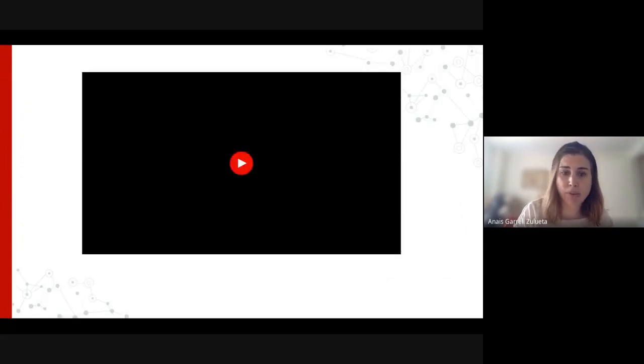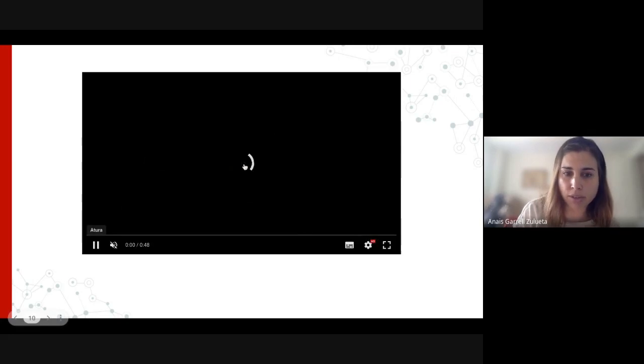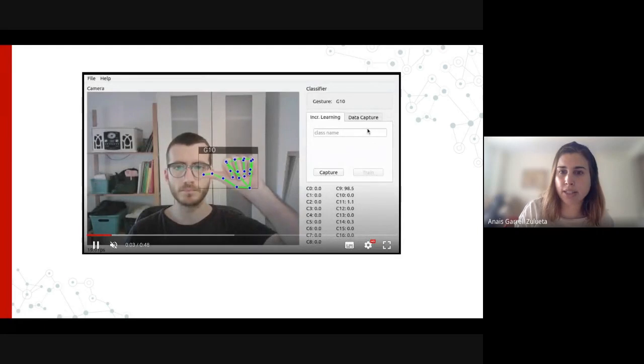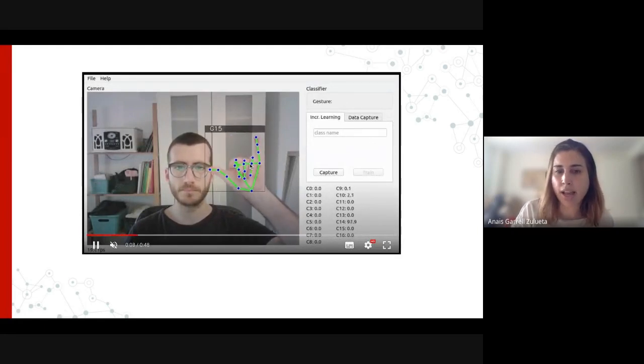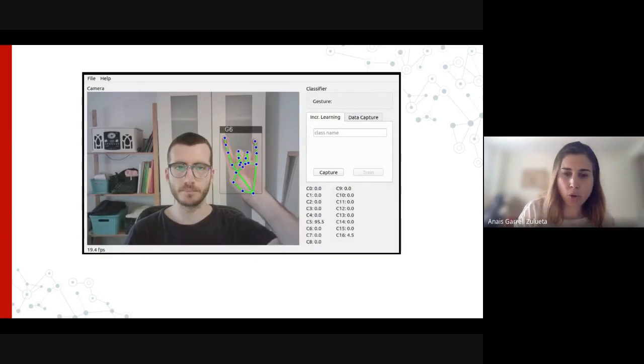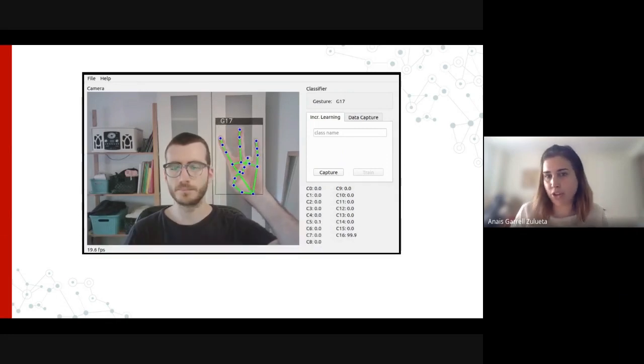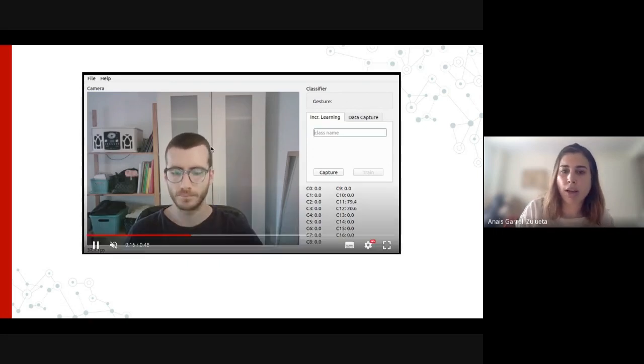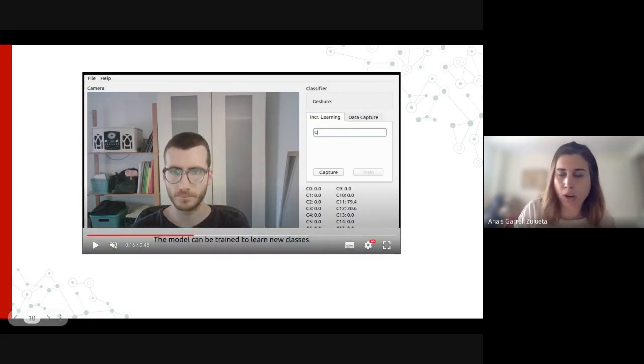I will show you an example of a video that I think will be easier to understand. So here you can see that the system is classifying the different gestures. So it's detecting the hand and it's detecting the gestures. Those gestures are related to some actions. For instance, it could be stop the robot, move, go backwards, go forwards.